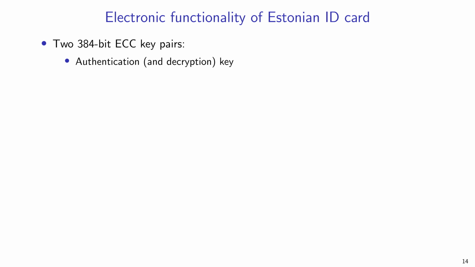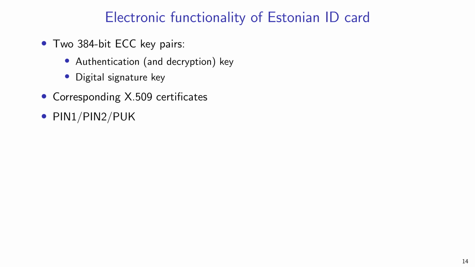So what precisely is the electronic functionality provided by the chip of the Estonian ID card? The two most important objects stored in the chip are two 384-bit elliptic curve key pairs. One is the authentication and decryption key, and the other is the digital signature key. These keys cannot be read out, but we can perform cryptographic operations with them. The card also stores the corresponding X.509 certificates, which can be read from the card without any authentication.